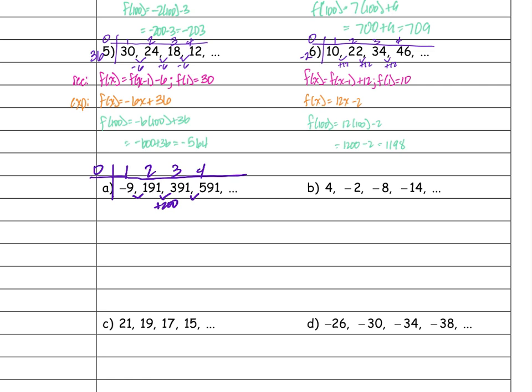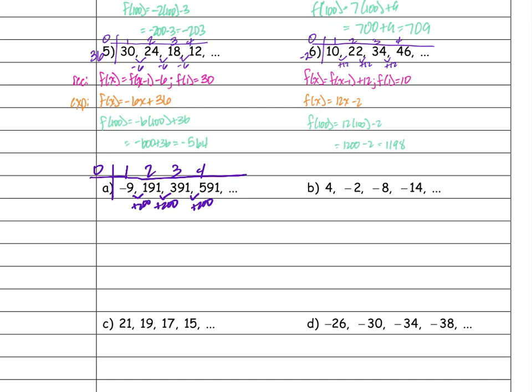And from 391 to 591 is 200, right? Well, now we just need to check. I would just take out your calculator and say, what's negative 9 plus 200, or 200 minus 9. It doesn't matter. Guess what I'm going to get? 191. So if I put it in my calculator, yep, 191. So I'm adding 200 every time.